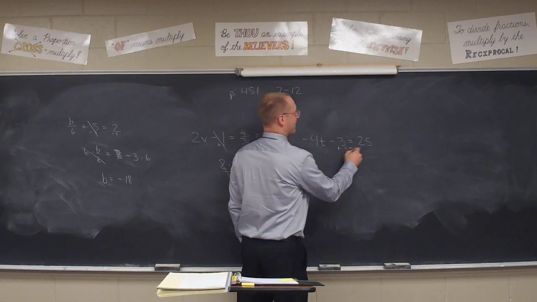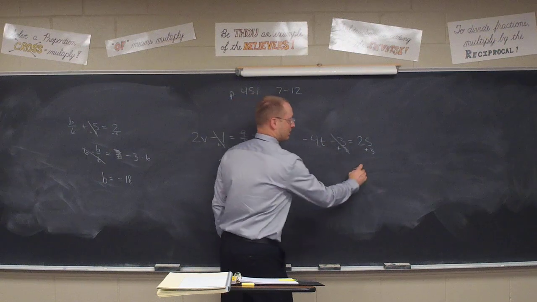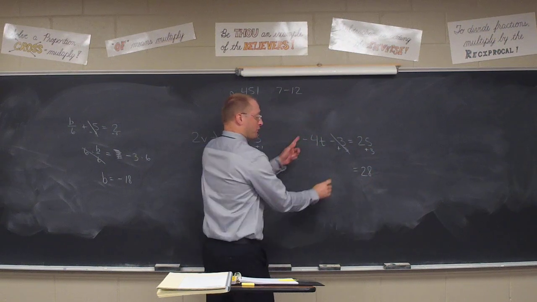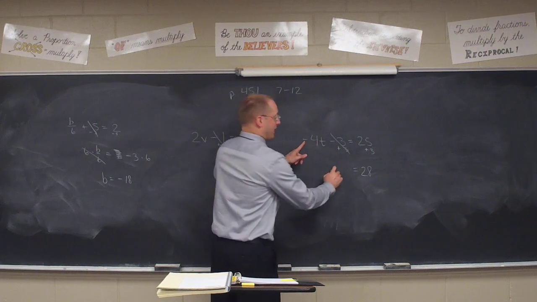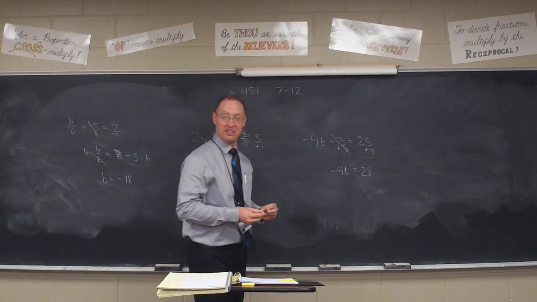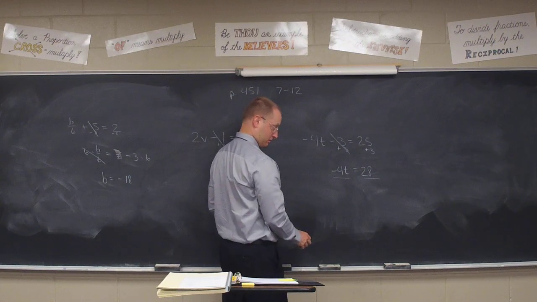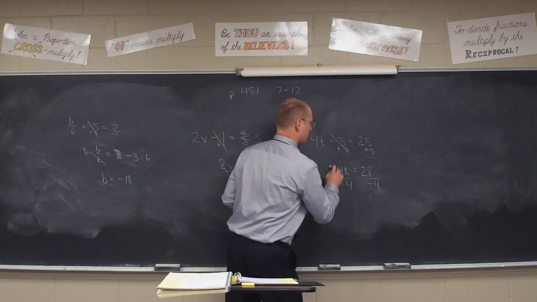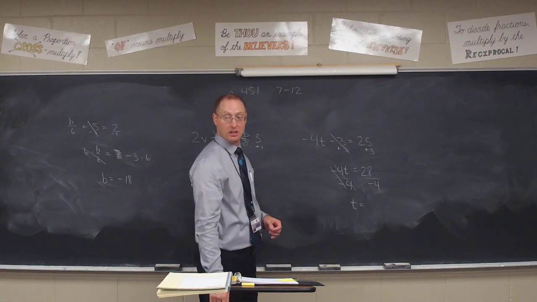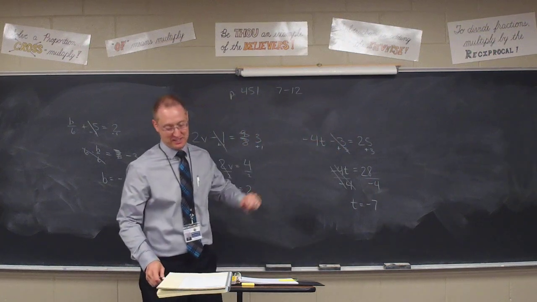Add a positive 3 on both sides. There we go, to get 25. 25 plus 3 is 28. And over here, we still have... Don't lose the negative here, Michael. That's a negative 4t. So on our next step, we need to divide both sides by negative 4 to get negative 7. Negative 7. You're really close, but it's a negative 7, so don't lose that negative.